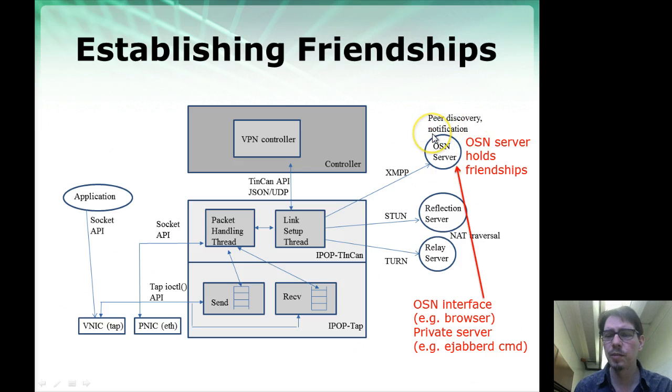How this interface works, how this server behaves, is beyond the concern of IPOP. What IPOP is concerned with is that there's a server that can use the XMPP protocol to discover who are friends, or who should be connected with this machine, and to exchange messages with these endpoints.